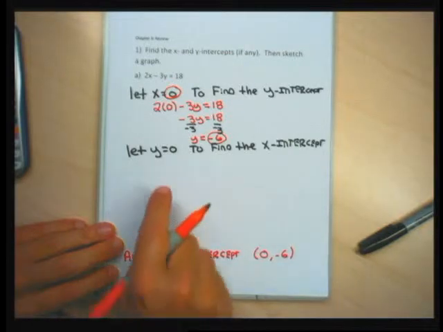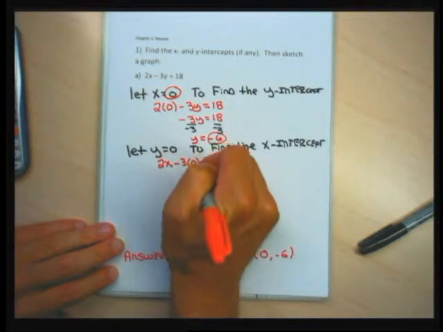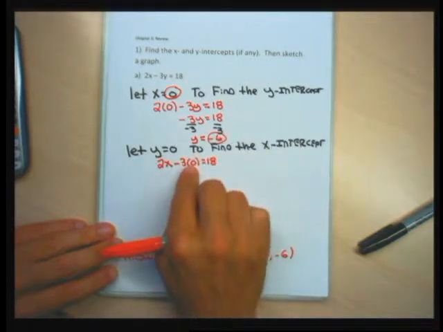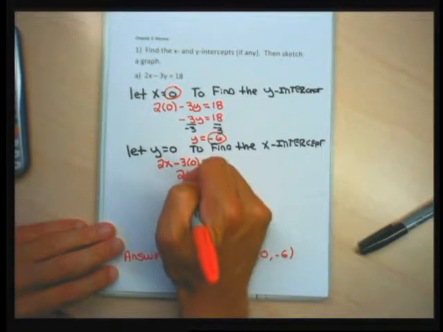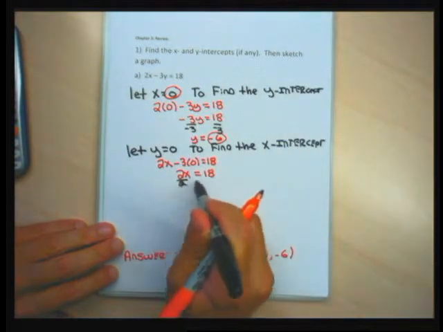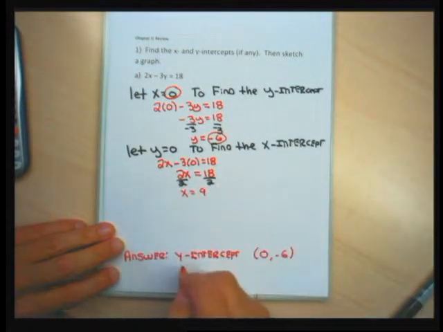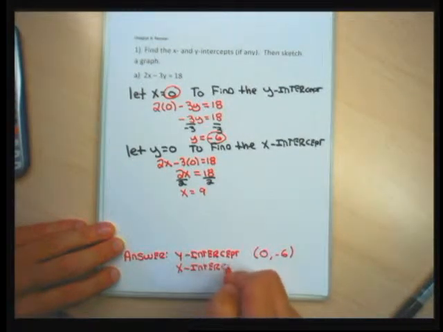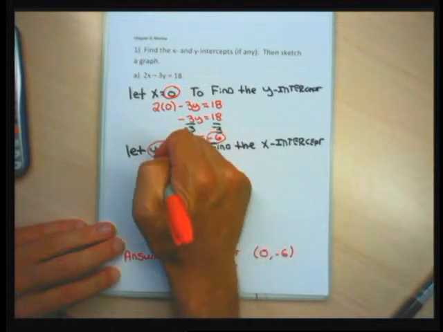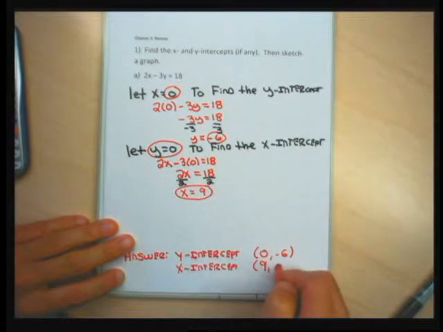I'll find the x-intercept next. I'll let y equal 0. I'll go 2x minus 3 times 0 equals 18. Because 3 times 0 is 0, this is really 2x minus 0 equal to 18. So the left side simplifies to 2x equals 18. And then I'll divide by 2 to get x equal to 9. In my answer for the x-intercept, I'm also going to write it as a point, and it's real easy because I know the x and the y. I'm going to choose y equal to 0, x equal to 9, and write that as the point (9, 0).